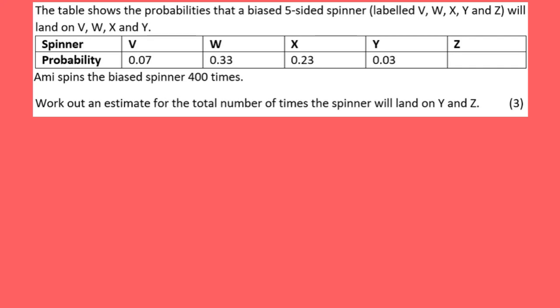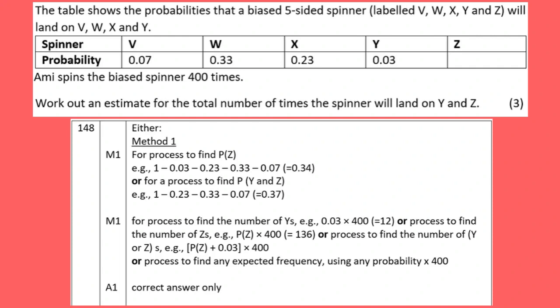For 3 marks, work out an estimate for the total number of times the spinner lands on either Y or Z. There are 2 methods. The first method, we start by finding the probability that we land on Z. We know that probabilities sum to 1, so we use this to get the probability of landing on Z is 0.34. We add on the 0.03 to get a 0.37 probability of landing on Y or Z. We multiply this by 400 to give us our estimate of 148.